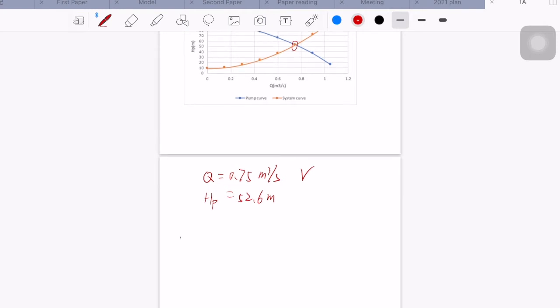So we know the flow rate in the pipeline, so we can determine the velocity equals the Q divided by the A, so equals the Q divided by the pi times d squared over 4. So this value equals 0.75 cubic meter per second divided by the pi times 0.5 squared over 4. So the velocity is 3.82 meter per second. So we have done this problem.